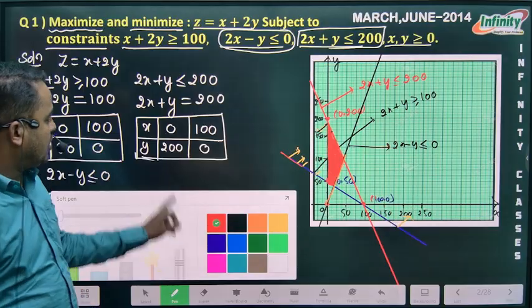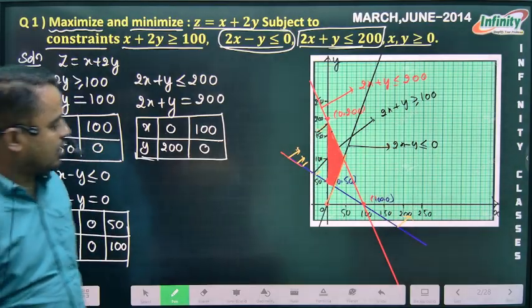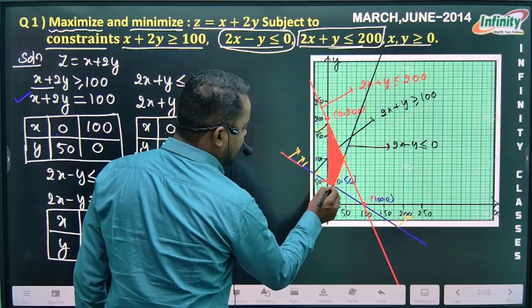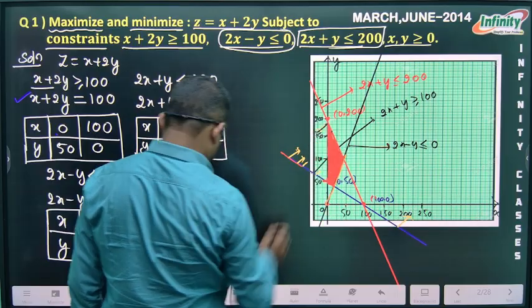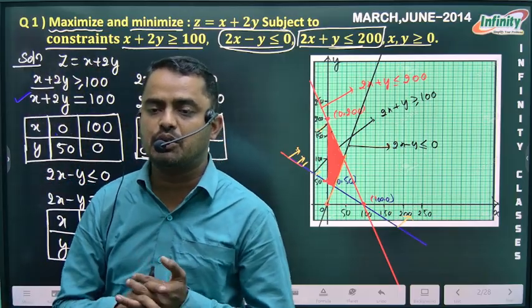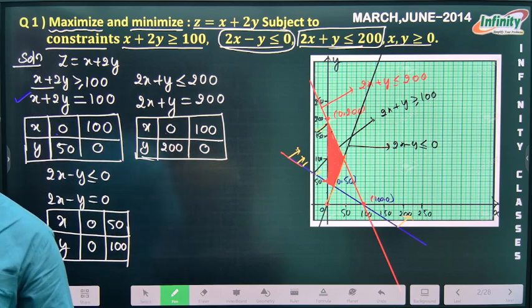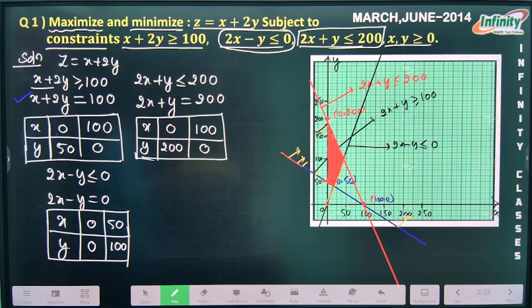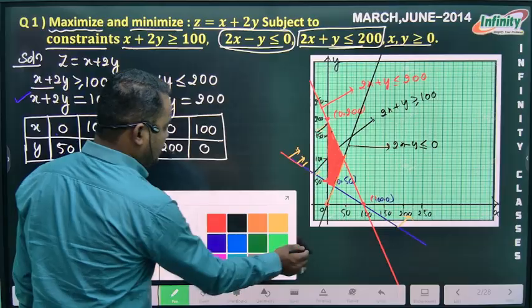So the corner points of the feasible region. The first corner point comes here, second here, third, fourth. So we will get 4 corner points here. Write them down. Pause the video and note it down. Corner points of the feasible region are, first, 0, 50 here.